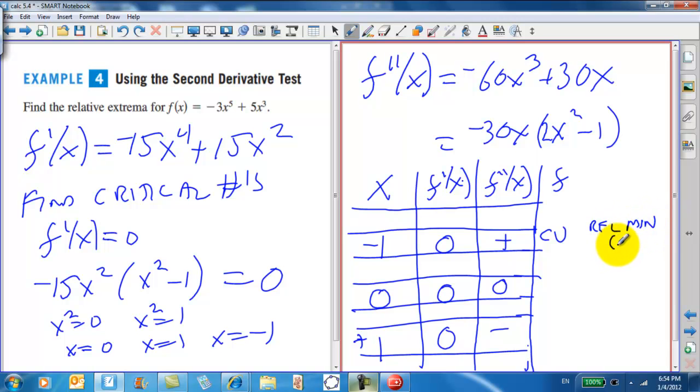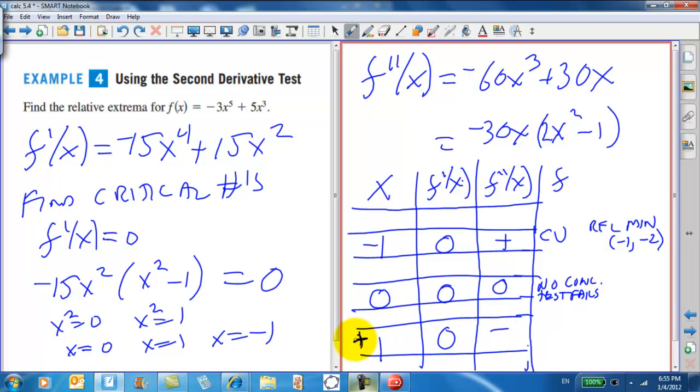Where does that occur? When you put negative 1 for x into the original function up here, you get negative 3, or positive 3, minus 5 is negative 2. Negative 1, negative 2. Here, when we put 0 into the second derivative, you get 0, so there's no conclusion there. The test fails because the second derivative has to be either positive or negative. If it's 0, you can't tell if it's a relative max or min.